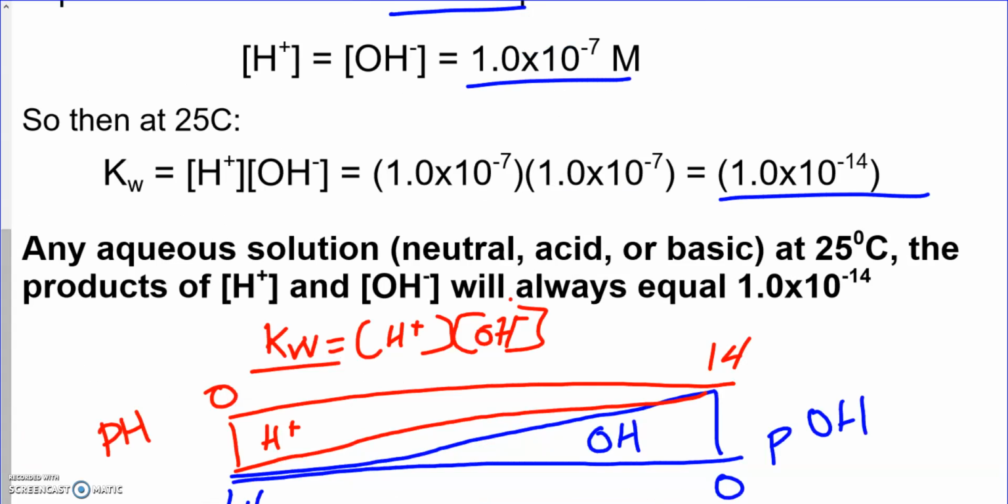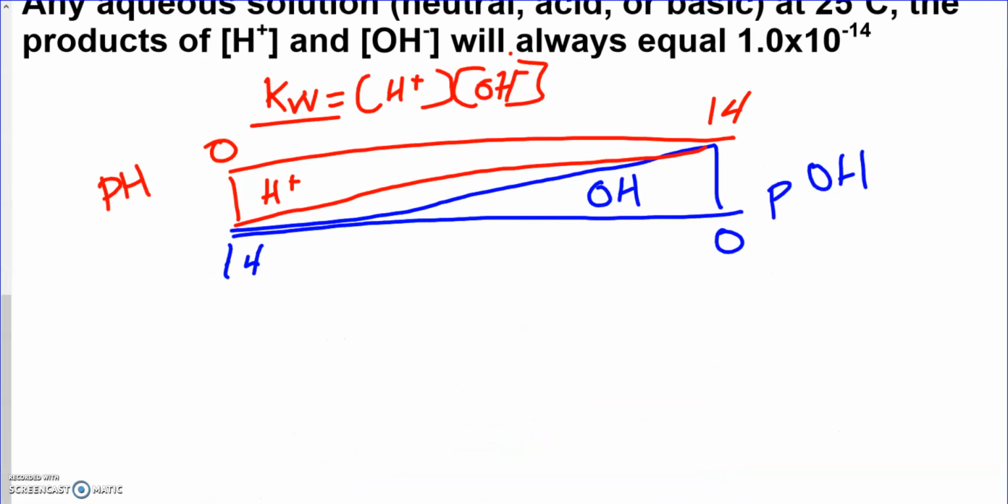Scroll down real quick. Look at that. So like 14 to 14, right in the middle of that would be 7 for both pH and pOH, and that is our neutral, or when the two concentrations equal each other. Okay, so let's keep looking through this.